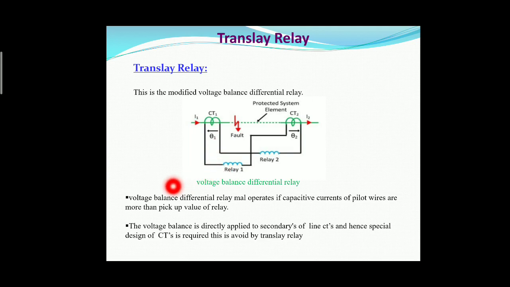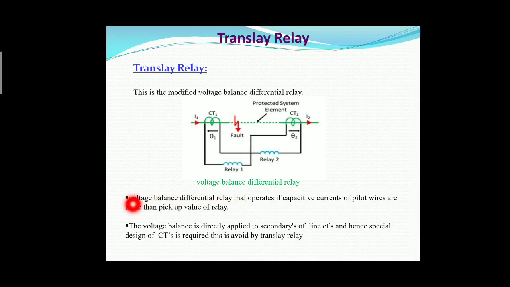That is the first disadvantage in the voltage balanced differential relay. The voltage balanced differential relay maloperates if the capacitive current of the pilot wires is more than the pickup value of the relay. Then the relay will maloperate. This is one of the major disadvantages.